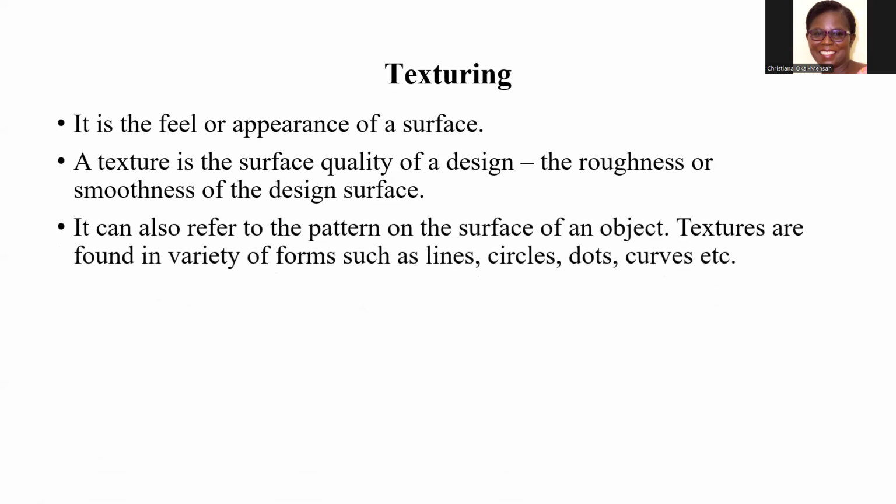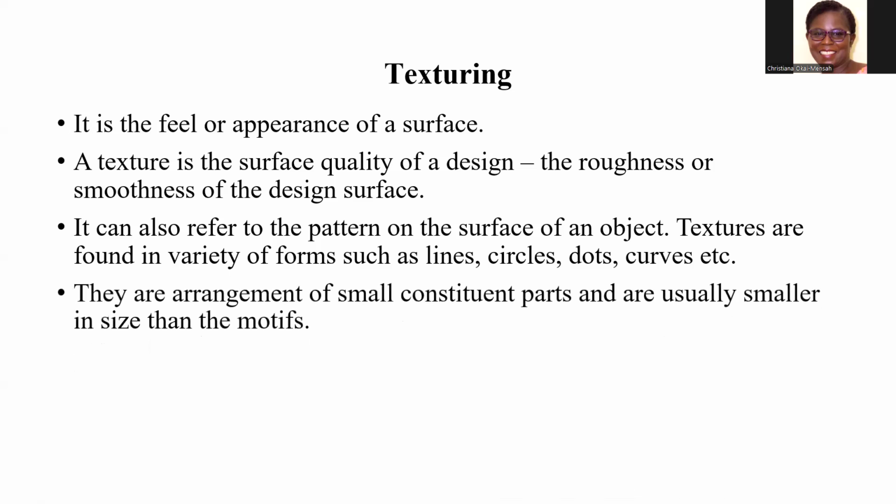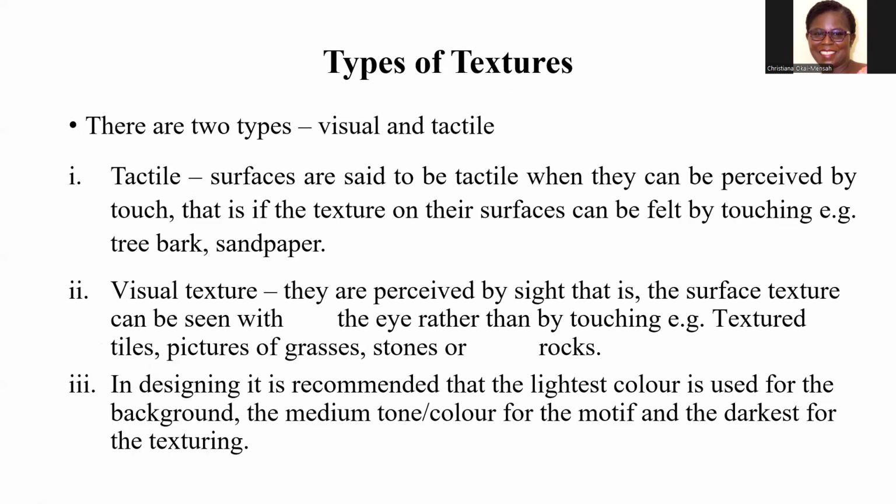It can also refer to the pattern on the surface of an object. Textures are found in a variety of forms, such as lines, circles, dots, curves, and many more. They are an arrangement of small constituent parts and are usually smaller in size than the actual motif. So you have the motif, all right. Then you create certain small constituents or motifs to enhance the actual motif. You will do it so you get to know.